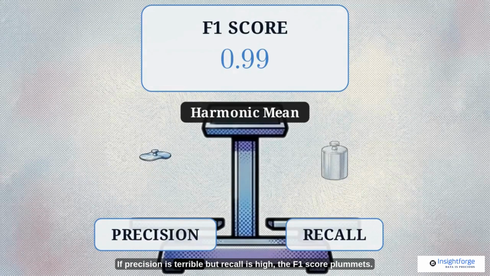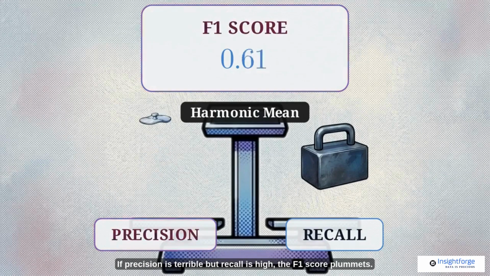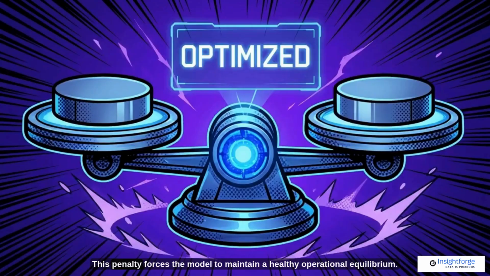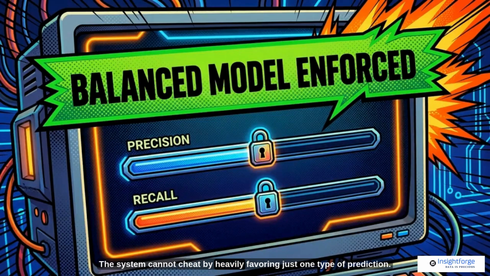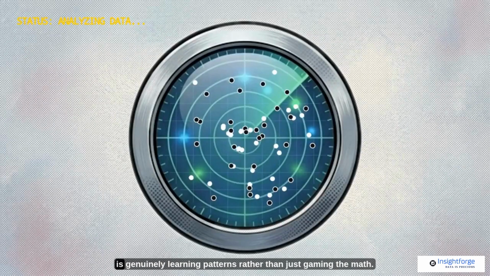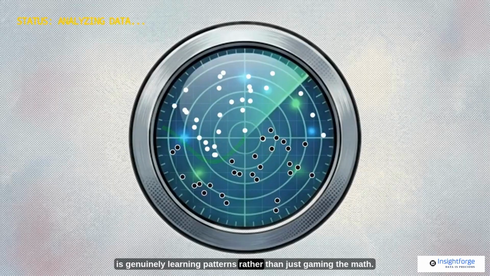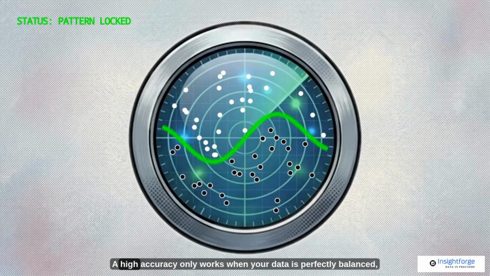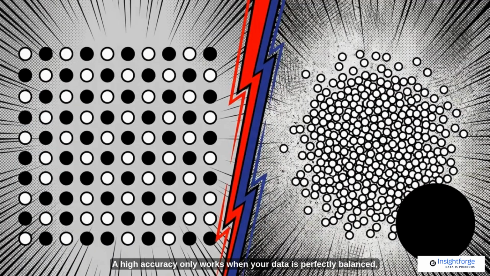If precision is terrible but recall is high, the F1 score plummets. This penalty forces the model to maintain a healthy operational equilibrium. The system cannot cheat by heavily favoring just one type of prediction. A high F1 score is the ultimate proof that an algorithm is genuinely learning patterns rather than just gaming the math. Pure accuracy only works when your data is perfectly balanced, but those symmetrical datasets are rare.